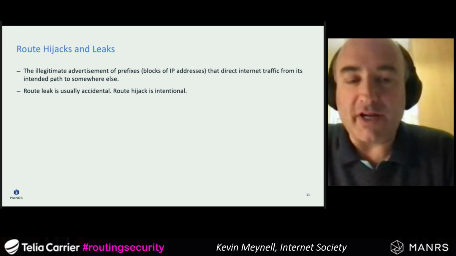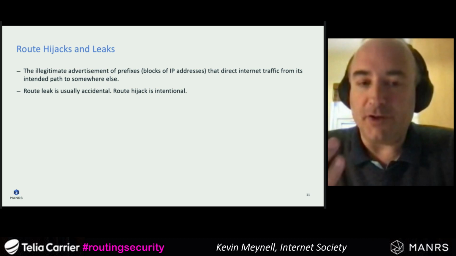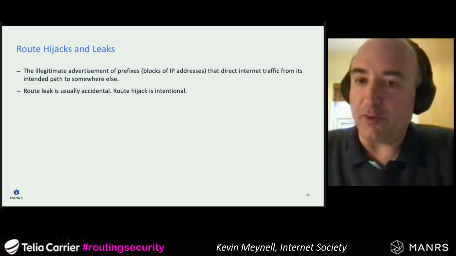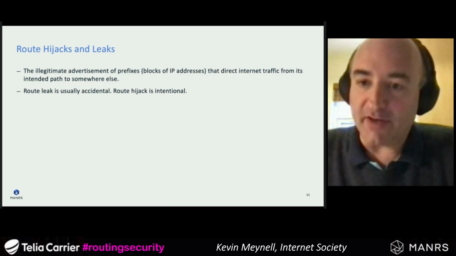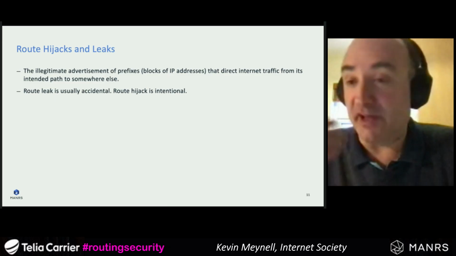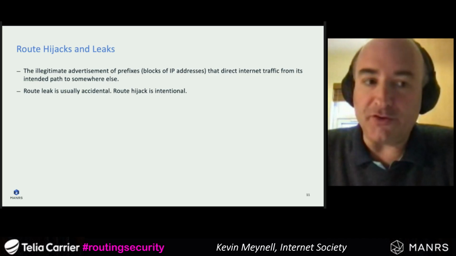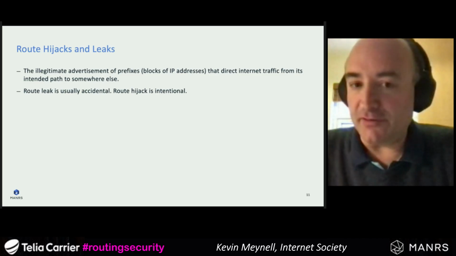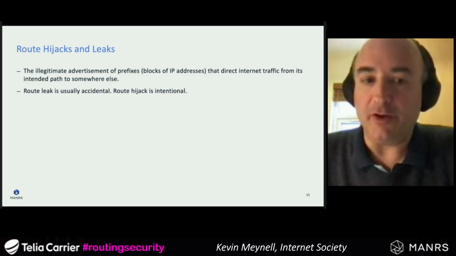So what is a route hijack and a leak? Well, this is the illegitimate advertisement of prefixes, so in other words, blocks of IP addresses, that basically direct internet traffic from its intended path to somewhere else. The difference between the two is that a route leak is usually accidental, whereas a route hijack is usually intentional. It's done for deliberate purpose.